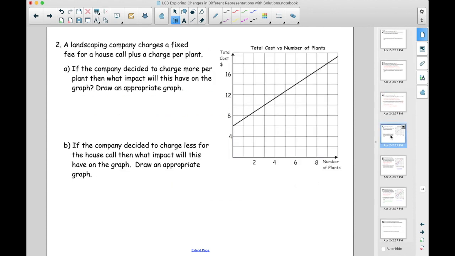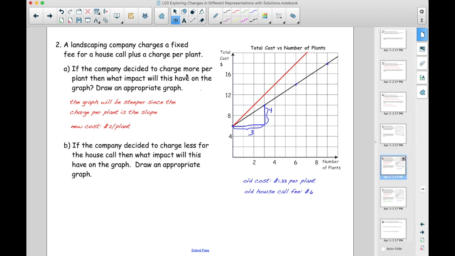Next consolidation question. A landscaping company is charging a fixed fee for a house call plus a charge per plant as indicated by this graph here. If the company decided to charge more per plant, what impact would it have on the graph that's there? And you're asked to draw an appropriate graph. And again, consider whether or not the graph will shift up and down, or will it get more or less steep. And again, a time to ponder, pause. Resuming and taking this one up.